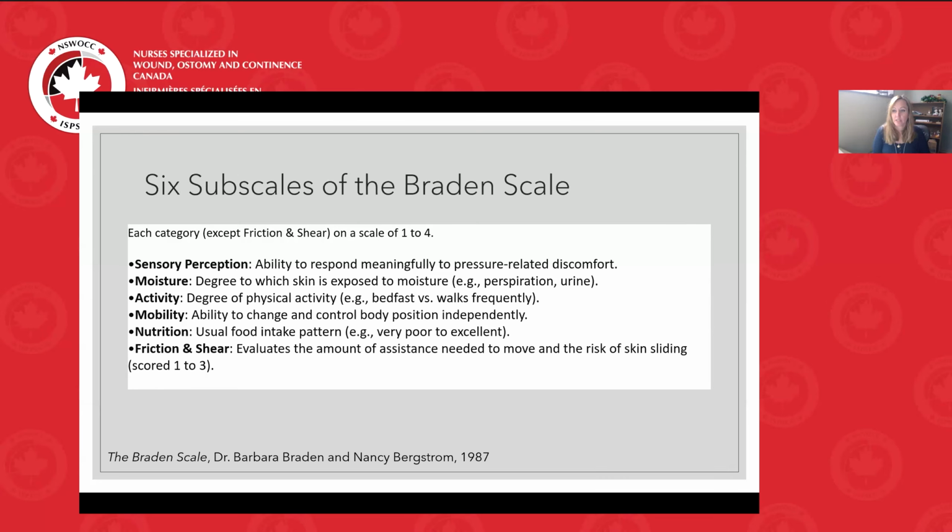So when I talked about the subscales of the Braden score, this is usually more important. We want to look at the subscale scores versus the overall total score when we are looking at how high a risk they are. Each category is scored on a scale of 1 to 4, except for friction and shear. That is scored on a 1 to 3 scale.